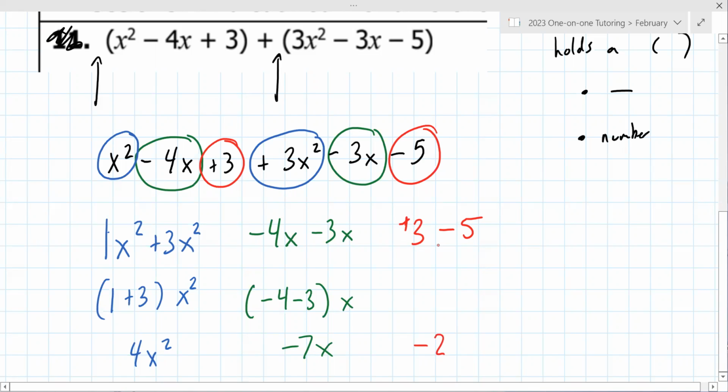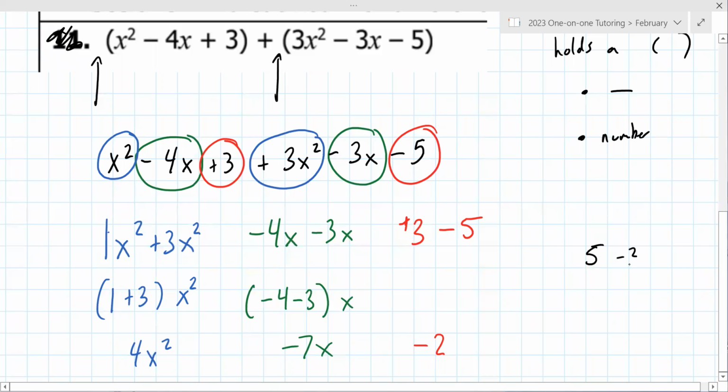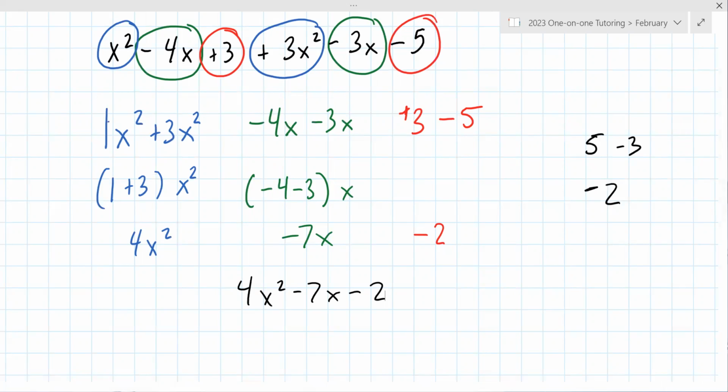So the reason is if they're opposite in sign, you rewrite them without the sign. So you write it as 5 minus 3, which is 2. But then the one that's bigger, the more negative, gives you the sign. We'll do a few more. I mean, that's not the last one, but so your final answer here is 4x squared minus 7x minus 2. All right, I think I got the hang of this.